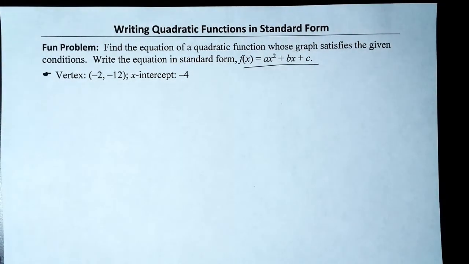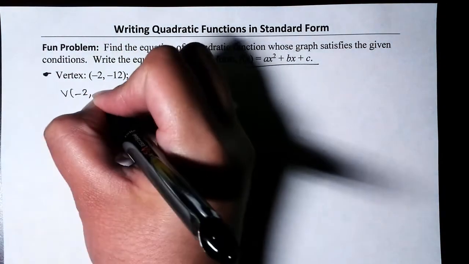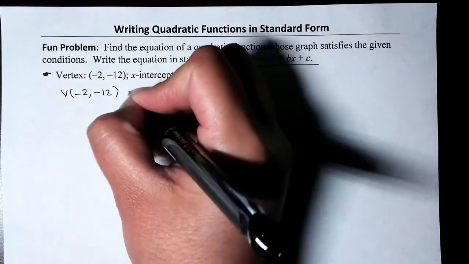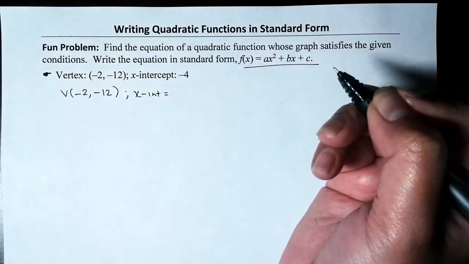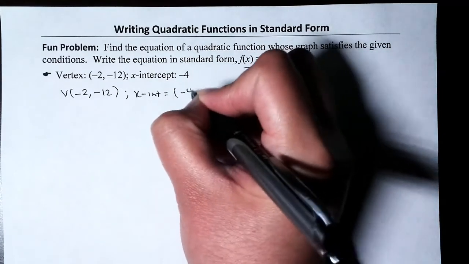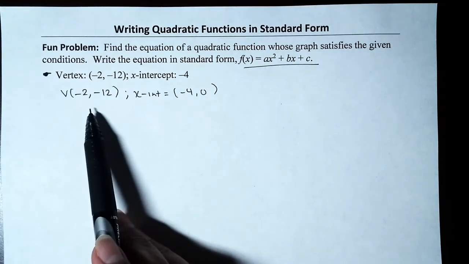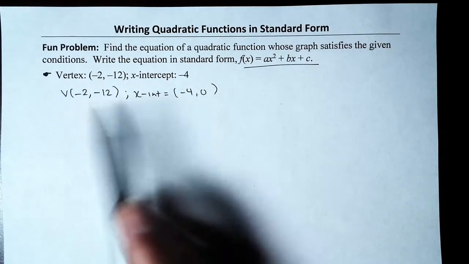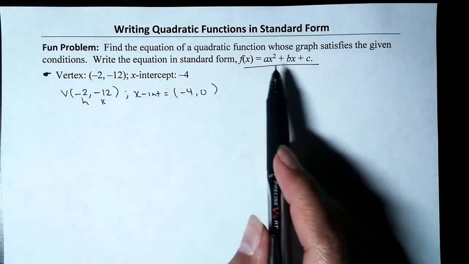Okay. So what do I know? We know that the vertex is given by -2, -12, and that the x-intercept is at -4. As an ordered pair, it will be -4, 0. I understand that we are to ultimately write the equation in standard form, but this is the thing. They give us the vertex. This is h, k. There is no reference to vertex here.